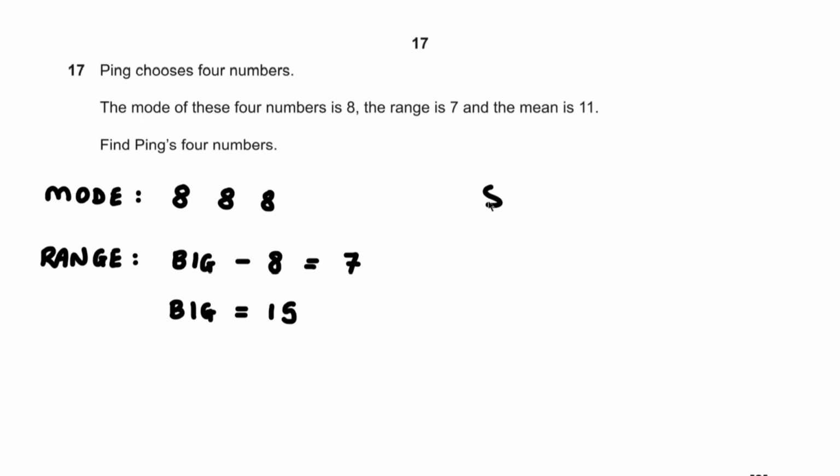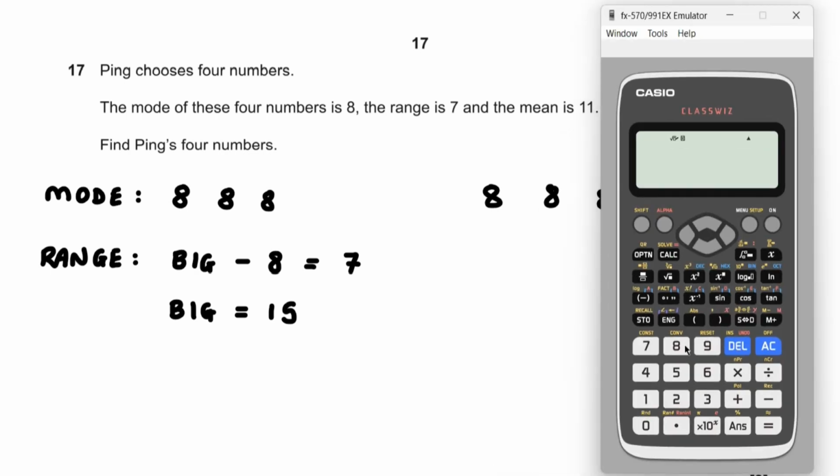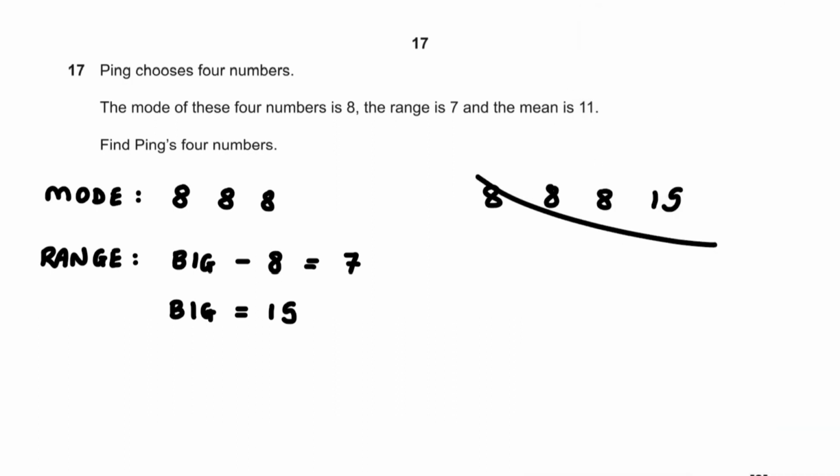So if I have my numbers 8, 8, 8, 15, is the mean 11 then in this case? Well, no, because if I do 8 plus 8 plus 8 plus 15, I get 39, and if I divide that by 4, I get 9.75. So the mean in that case is not 11. So that means I should have 2 8s.